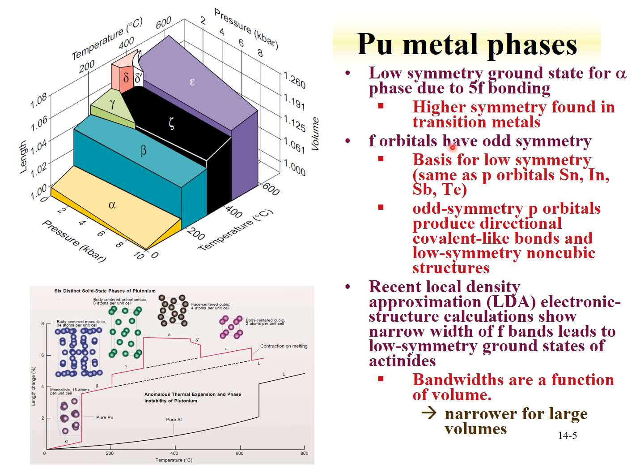These f orbitals have odd symmetry, so they're similar to the p orbitals. So you see some similarities between the behavior of plutonium and these p orbital metals: tin, indium, antimony, tellurium. And this has also been modeled with local density approximations, and they show that the narrow widths of the f bands lead to low symmetry ground states of the actinides, which is observed. And here's an example of some of these lower symmetry crystal states.